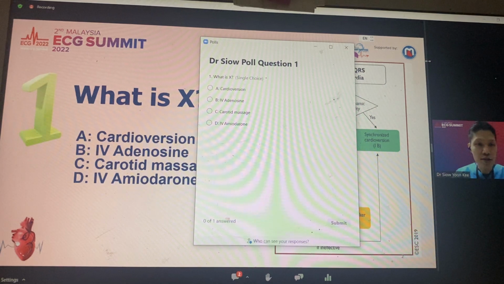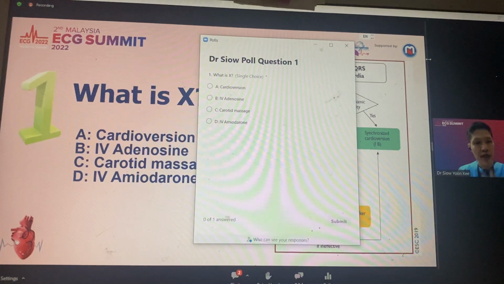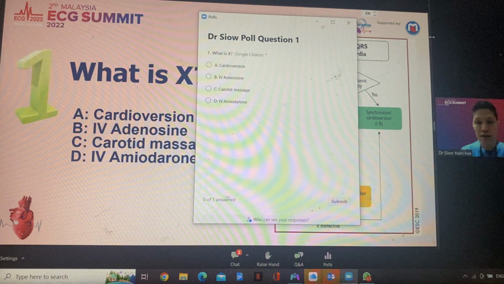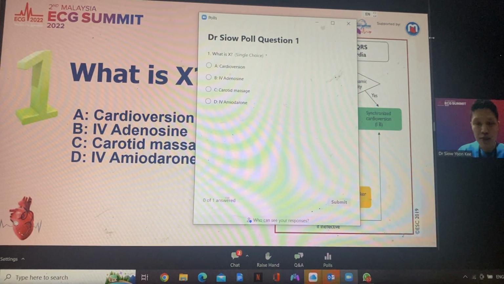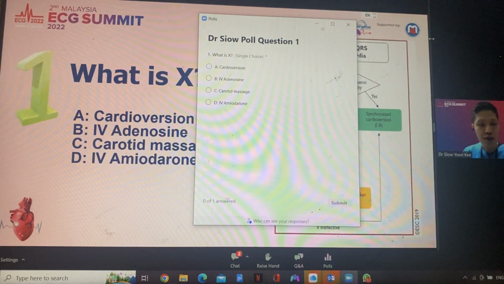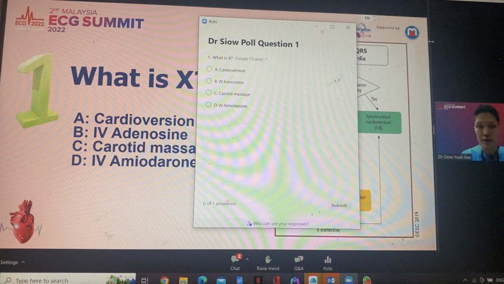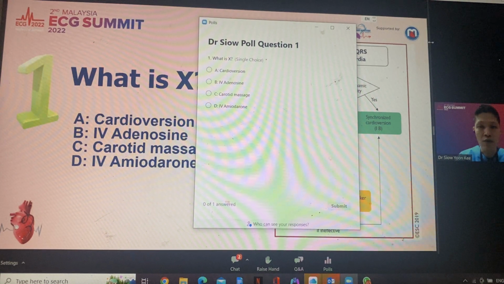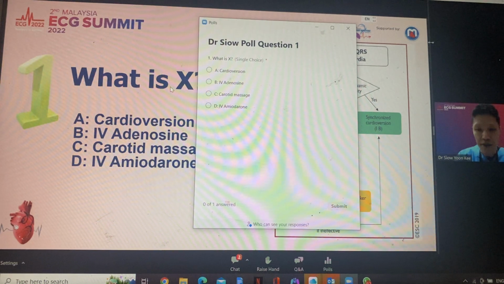So the first question that I would like all of you to try is, when you manage narrow complex tachycardia, whenever the patient is hemodynamically unstable, of course we know we are going to do a cardioversion. But if the vital signs are okay, what will be your next step? We have 4 answers. A, cardioversion. B, IV adenosine. C, carotid massage, and D, IV amiodarone.